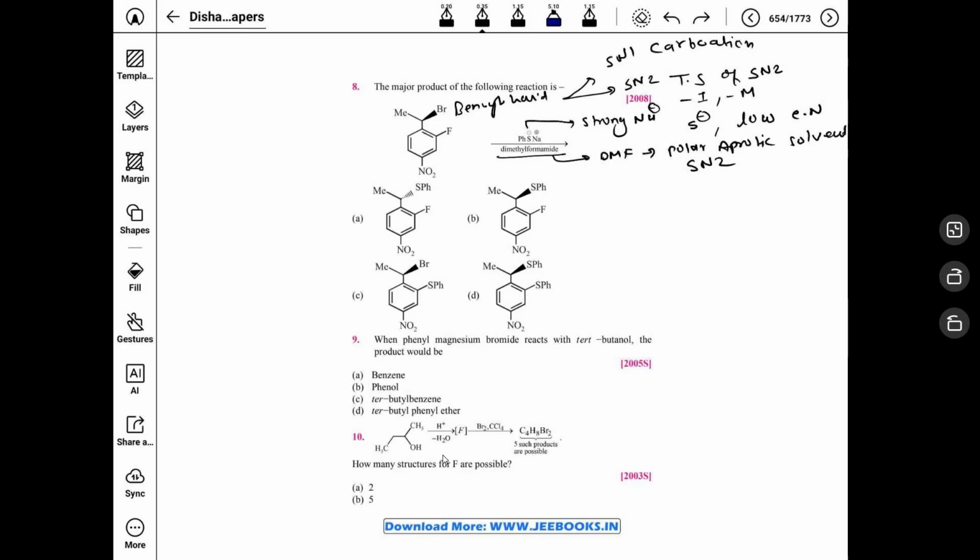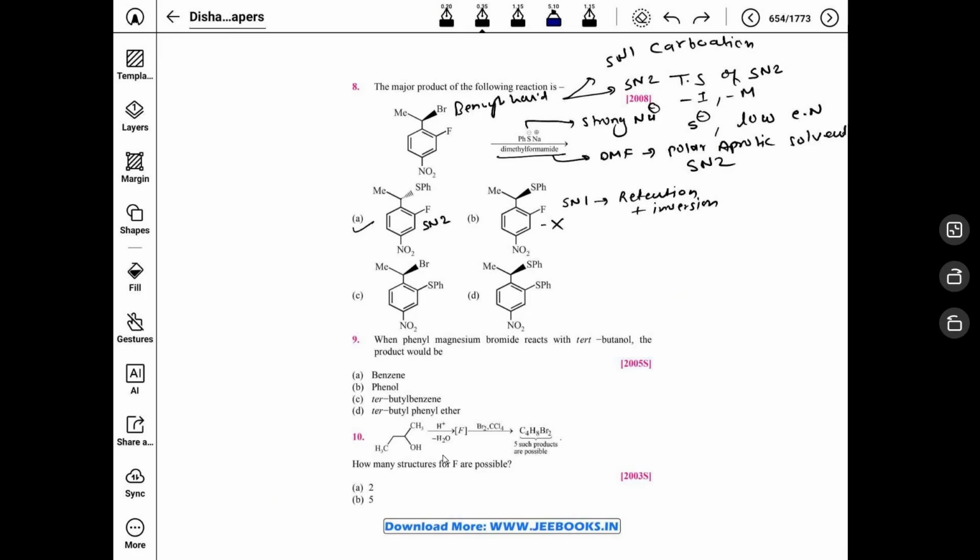So let's say if this phenyl sulfide attacks, then this product is possible through the SN2 pathway. This product is possible if the reaction is taking place from the same side. So we know that in SN1 you get retention, this is the retention product, as well as inversion. Here you are seeing only retention, no inversion product. So this is also not possible.